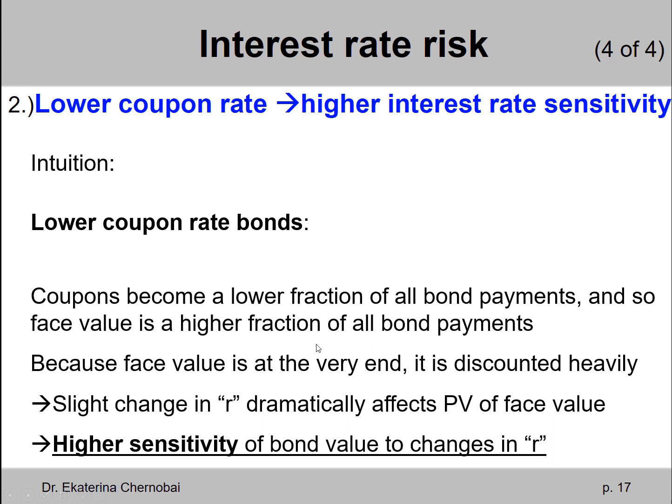And then the rest of the intuition is just like on the previous slides where we looked at the effect of the time to maturity. So because the face value is at the very end, it's discounted very heavily. And so since it's a huge fraction of all bond payments between now and maturity, any slight change in the interest rate dramatically affects the present value of the face value, which in turn plays a huge role in determining the bond value, right? And so a bond with a lower coupon rate will fluctuate in its value a lot more when interest rate changes. So we observe a higher sensitivity of bond value to changes in the interest rate.